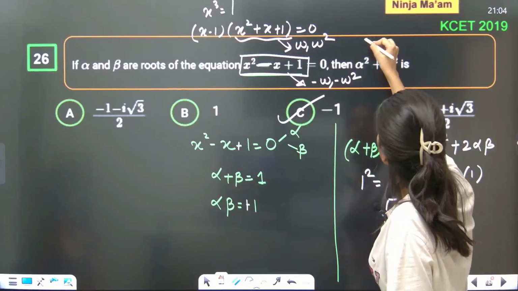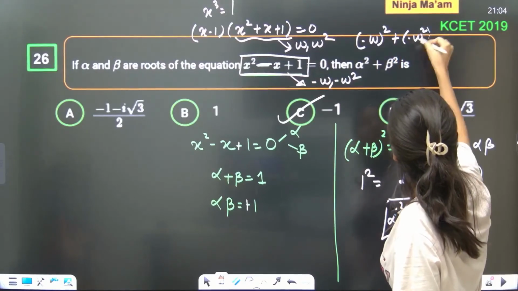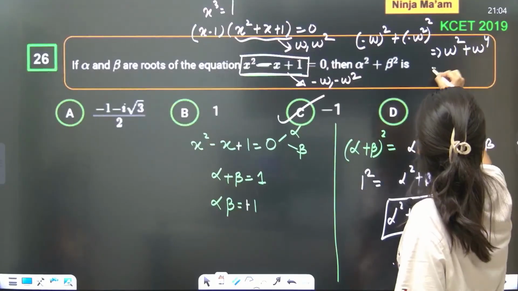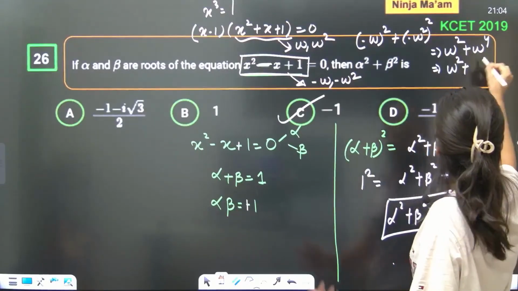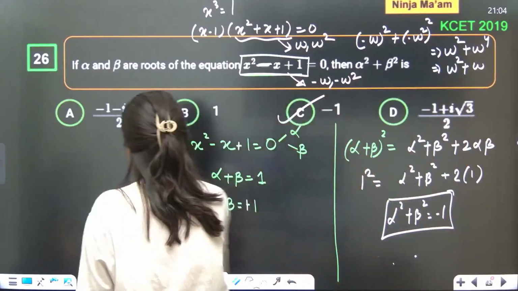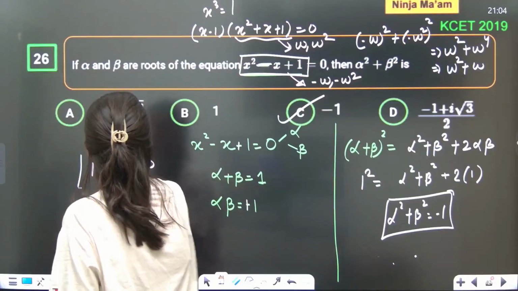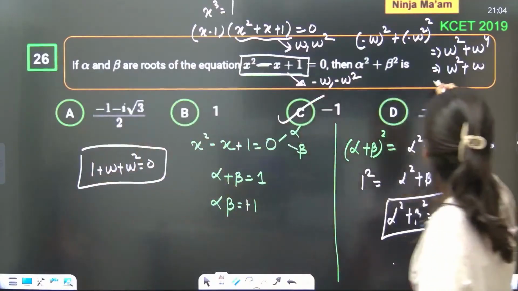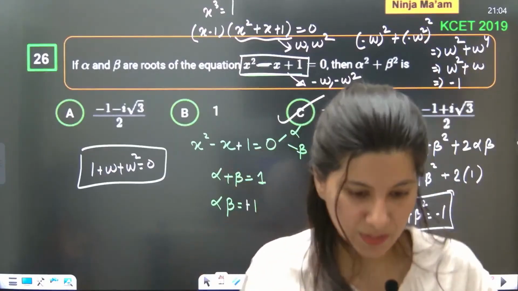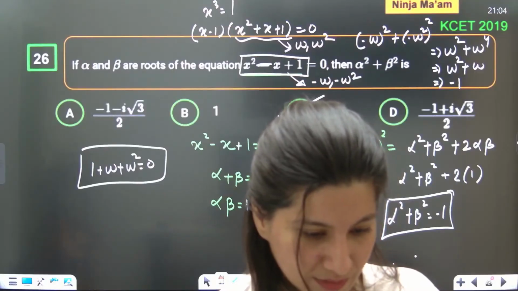So here this is minus omega whole square plus minus omega square whole square. So this is omega square plus omega power 4, which is omega square plus omega. You know that 1 plus omega plus omega square is 0, so omega plus omega square will be minus 1. So in this method also you are getting option C as absolutely right. Okay, got it? Yes.